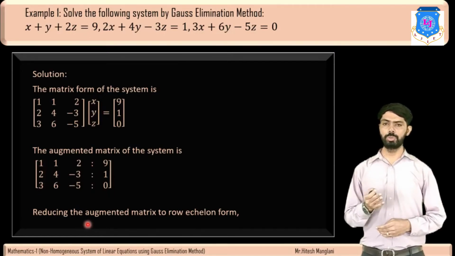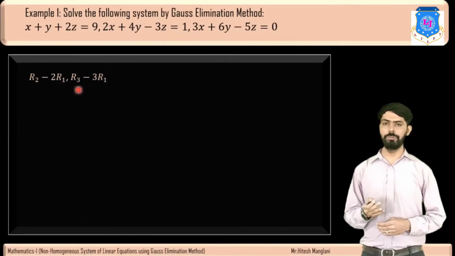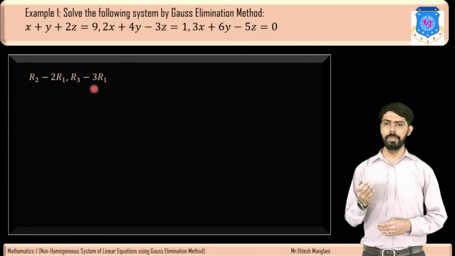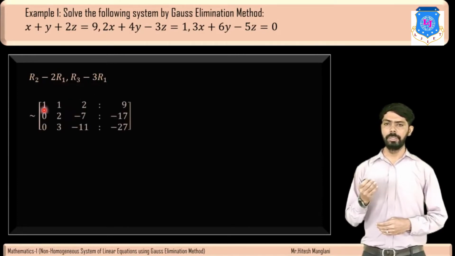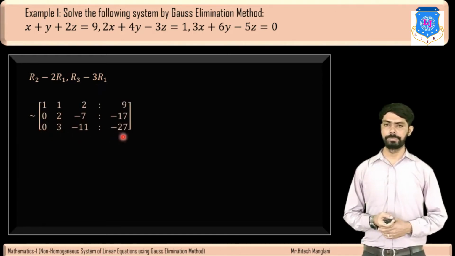So we will use these two row operations, that is R2 minus 2R1 and R3 minus 3R1. If we apply these two row operations, then the next matrix will be [1 1 2 9], then [0 2 minus 7 minus 17], and then [0 3 minus 11 minus 27].